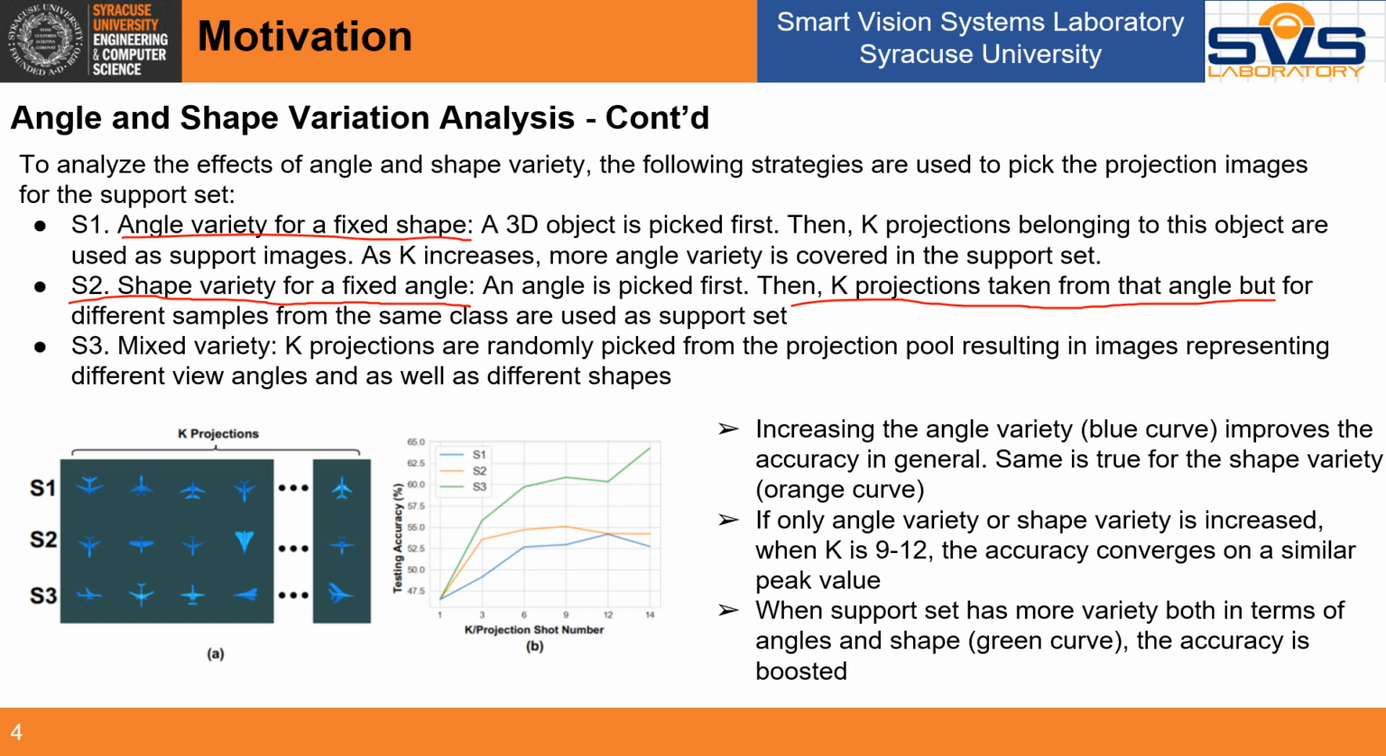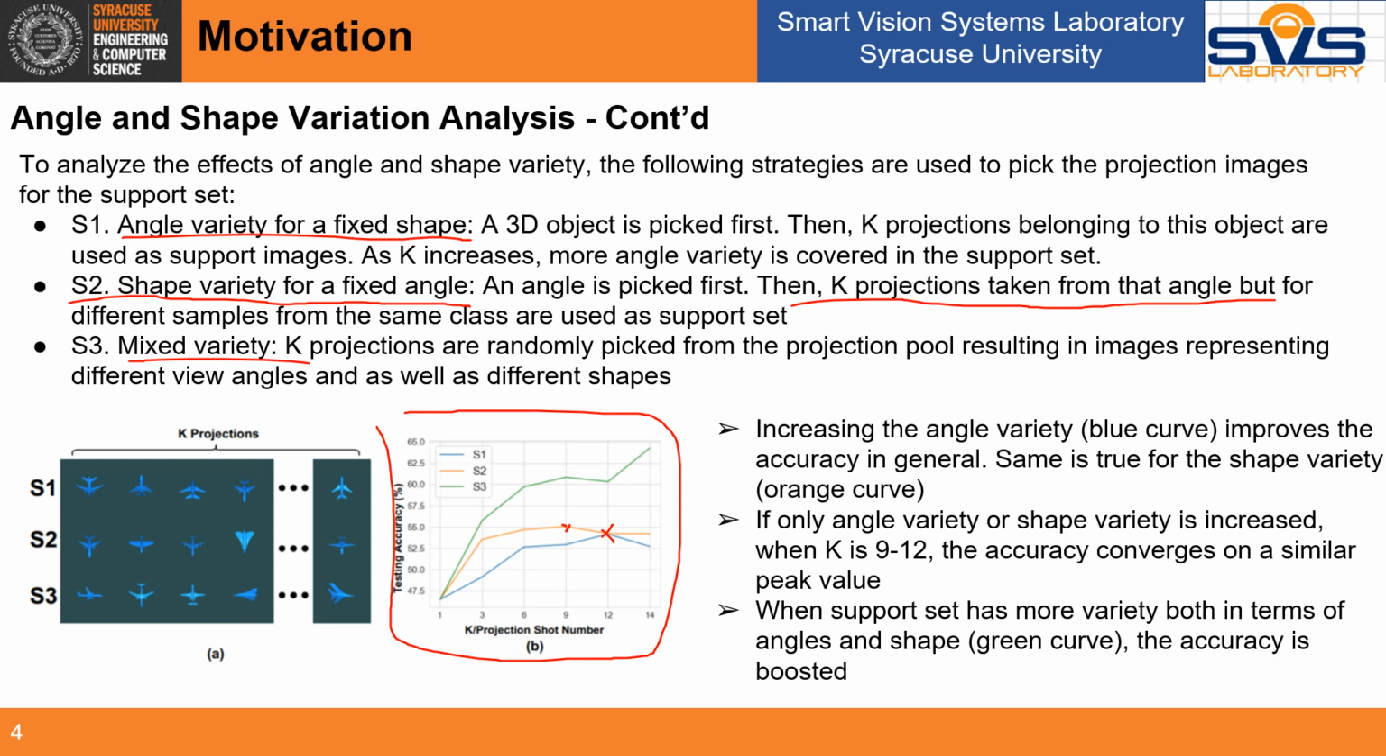Finally, we studied the mixed variety. K projections are randomly picked from the projection pool, resulting in images representing different view angles as well as different shapes. The experiment results are shown here. You can see, if we only consider angle variety or shape variety, the accuracy converges when the shot number increases to 9 or 12. However, if we consider both varieties, the accuracy keeps improving as the shot number increases.